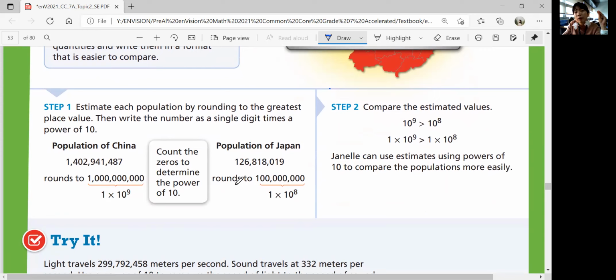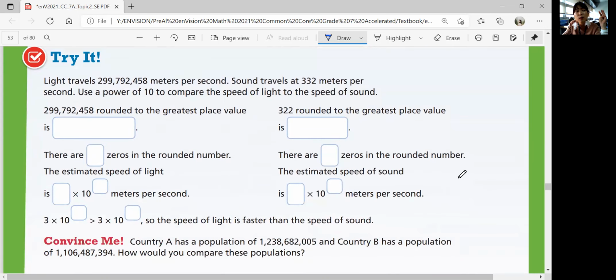Obviously, 10 to the 9th power is greater than 10 to the 8th power. So she can use estimates using powers of 10 to compare the populations more easily. Okay, let's try this problem.